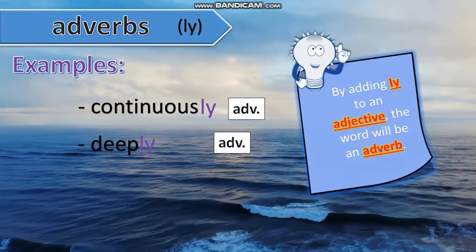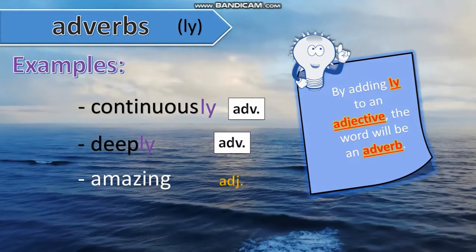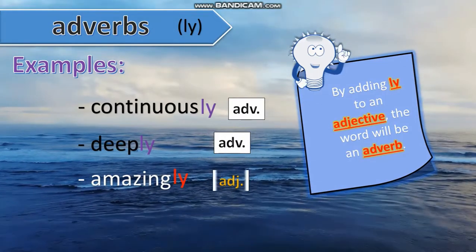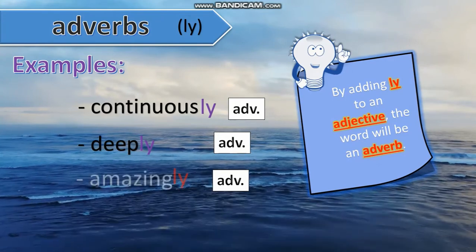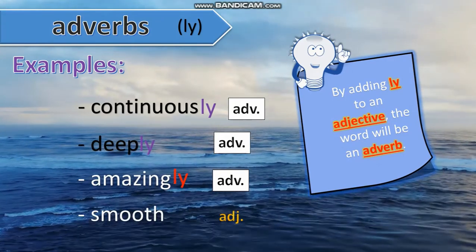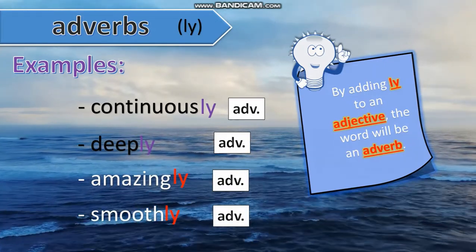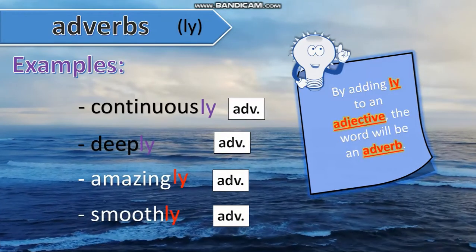Deeply. The word amazing is an adjective. Also, by adding the suffix ly, it will be an adverb, amazingly. The word smooth is an adjective. Finally, by adding the suffix ly, it will be an adverb, smoothly.